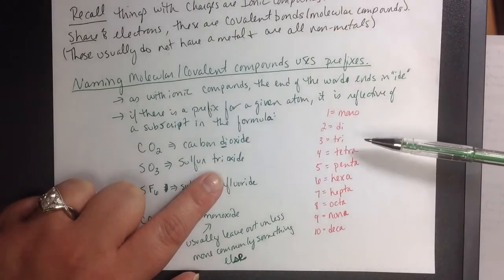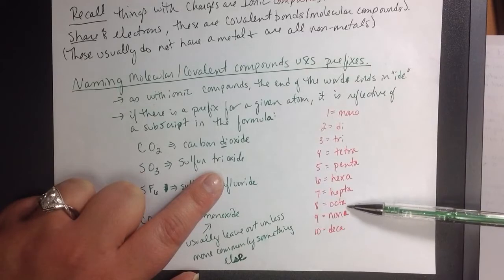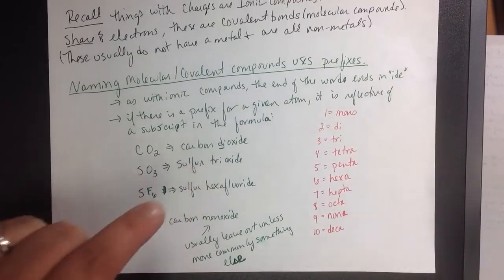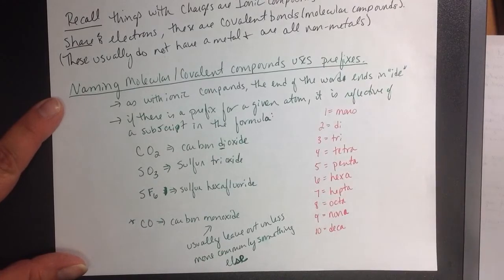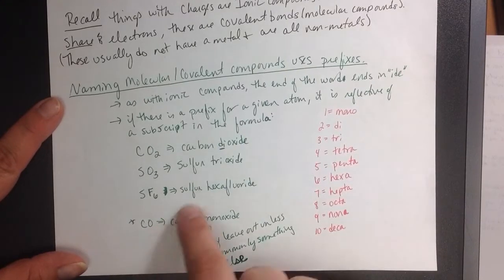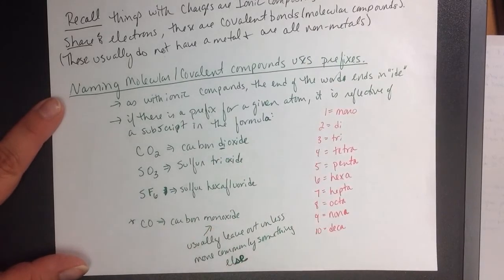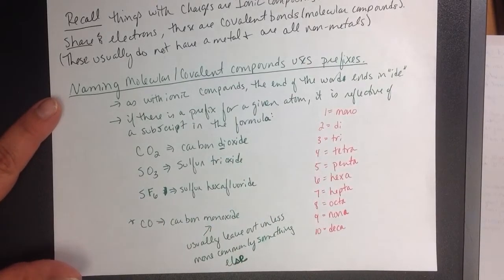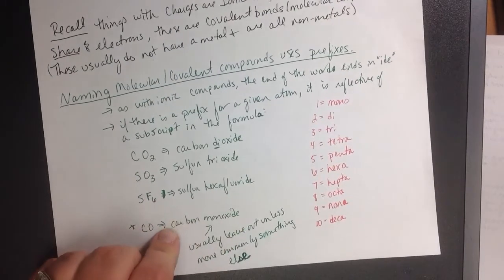So mono, di, tri, tetra, penta, hexa, hepta, octa, nona, deca. It'll be 1 through 10. This again is something that you need to commit to memory. Okay. We usually don't say mono, but since carbon monoxide is so prevalent, we do tend to say carbon monoxide with that one, so you might be familiar with that. Sulfur hexafluoride means that there's 6 fluorines there.